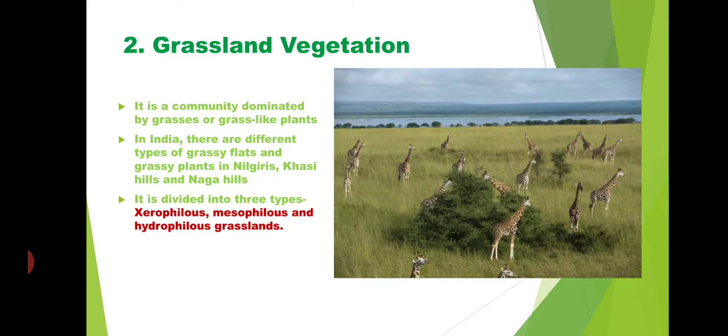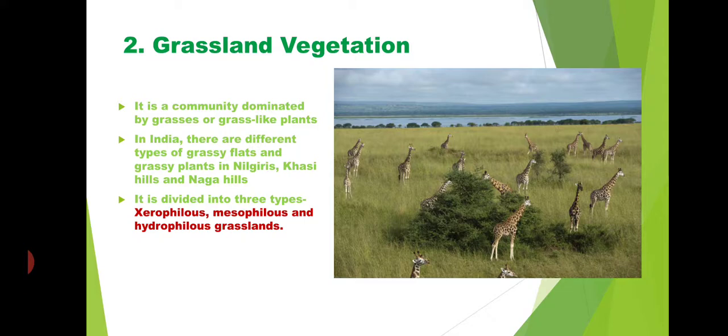Then the second vegetational type is grasslands. It is a community dominated by grasses or grass-like plants, and so it is called grasslands. Normally grasslands are otherwise called savannas. In India, there are different types of grassy flats and grassy plants in the Nilgiris, Khasi hills and Naga hills. In these three areas we can see the natural grasslands.